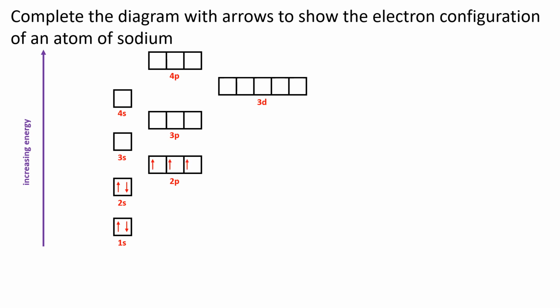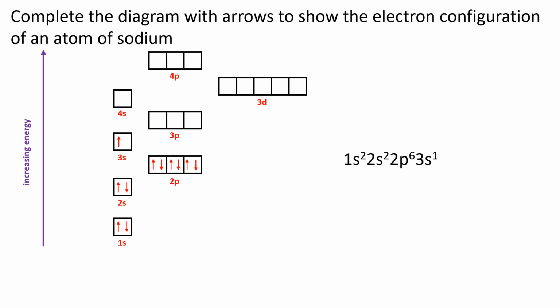Next, we add 3 more electrons to the p subshell. These arrows must point down to show that each orbital is spin paired. We have now accounted for 10 electrons. Remember that each atom of sodium has 11 electrons. Let's put the final electron in. The electron configuration for sodium is now complete.